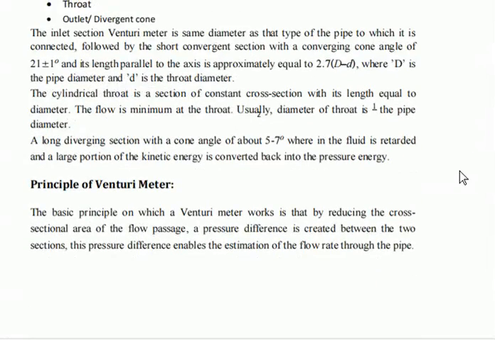Next, move on to the principle of venturimeter. On which principle does it work? The basic principle on which a venturimeter works is that by reducing the cross-sectional area of the flow passage, a pressure difference is created between the two sections. This pressure difference enables the estimation of flow rate through the pipe.